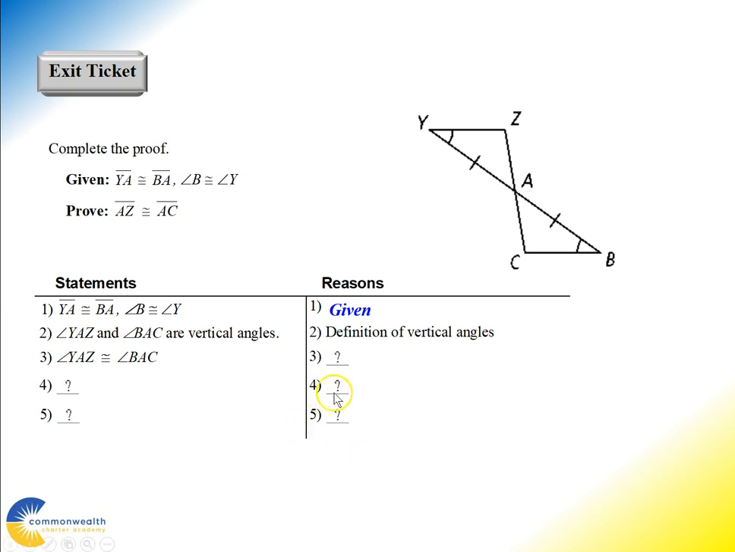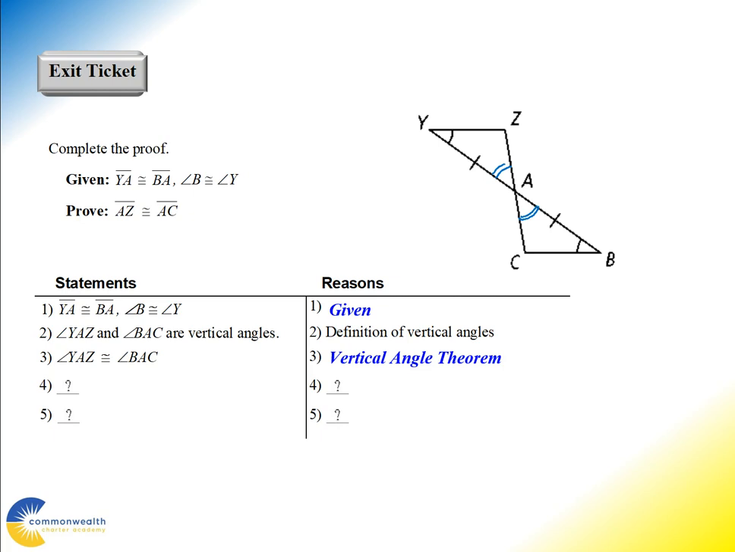So knowing that they're vertical angles, and we have a theorem that says the vertical angles are congruent, obviously it's the vertical angles theorem. Now, for us to conclude, we kind of know what should be the last statement made. Statement number 5 should be basically the thing we're trying to prove. And we're trying to prove that AZ is congruent to AC.